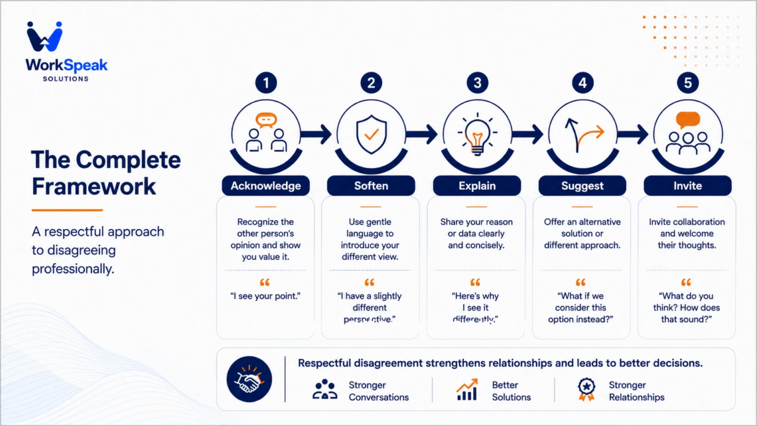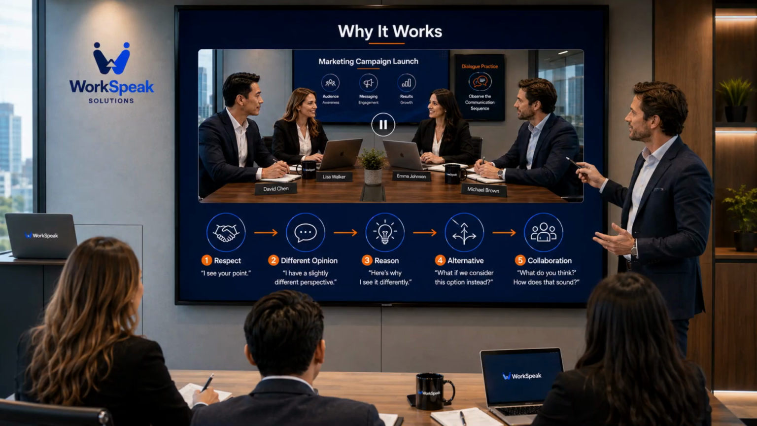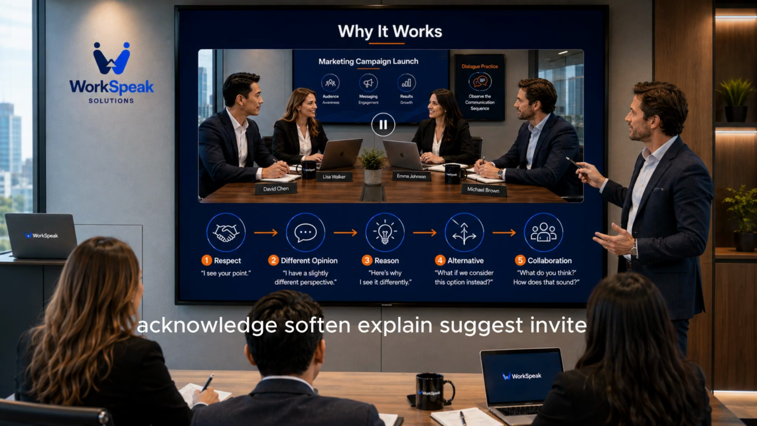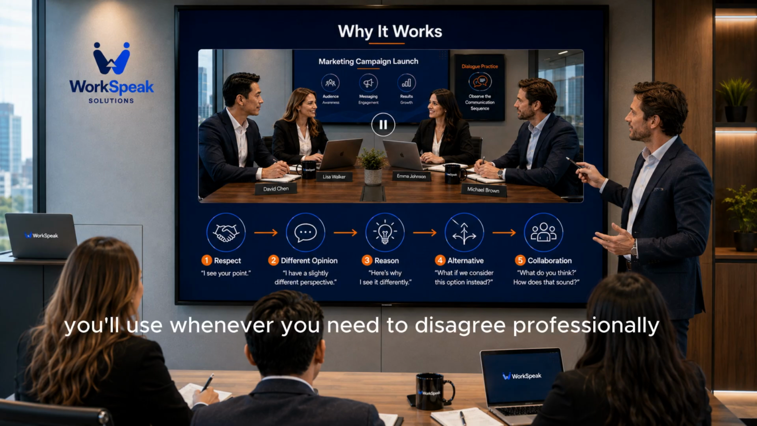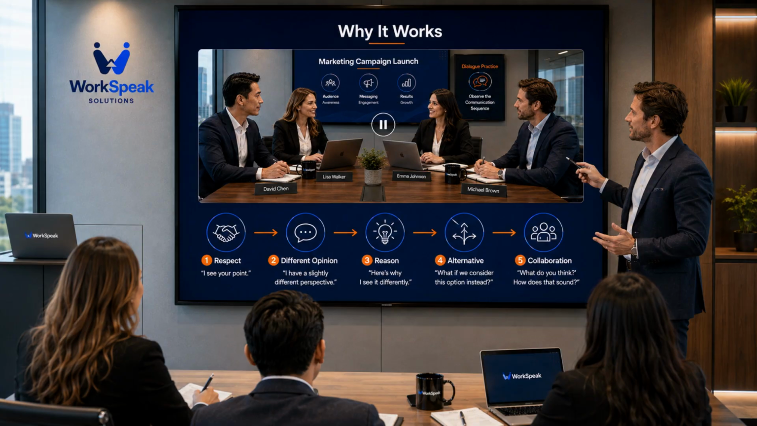Then she supported her opinion with a clear business reason. She explained that the team still needed more customer feedback. After identifying the concern, she didn't stop there. She offered a practical alternative, waiting until next week. Finally, the conversation stayed collaborative because everyone was invited to continue discussing the decision. Remember this communication sequence: acknowledge, soften, explain, suggest, invite. That's the structure you'll use whenever you need to disagree professionally.